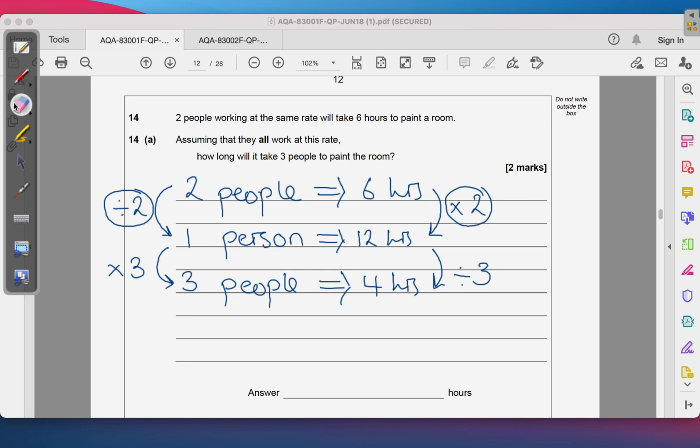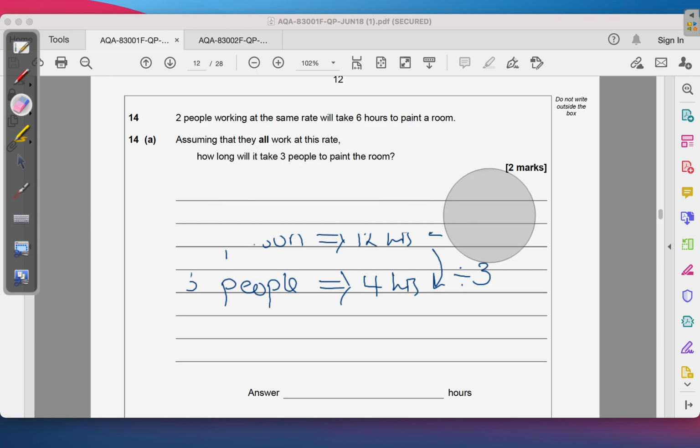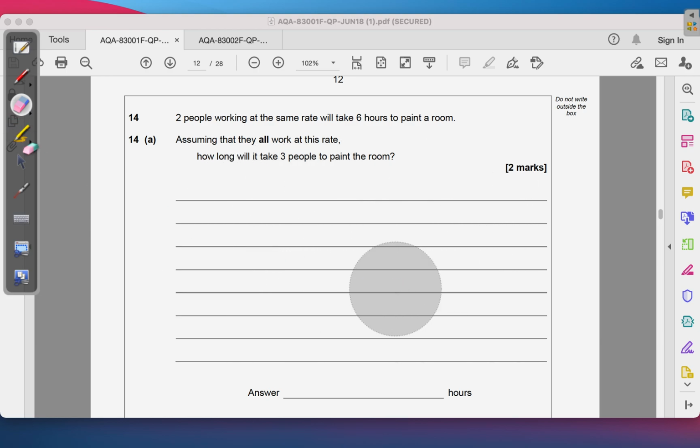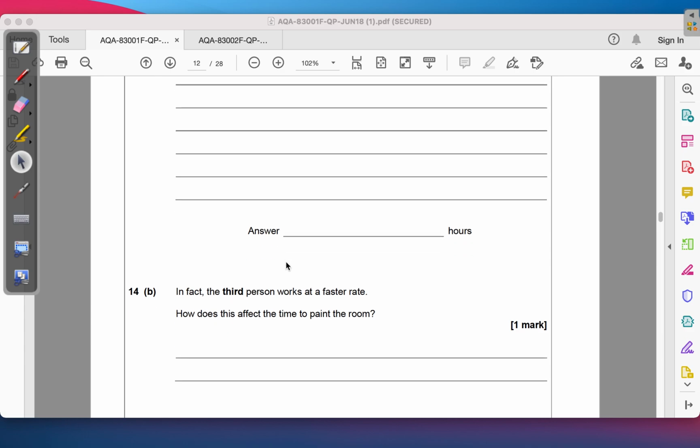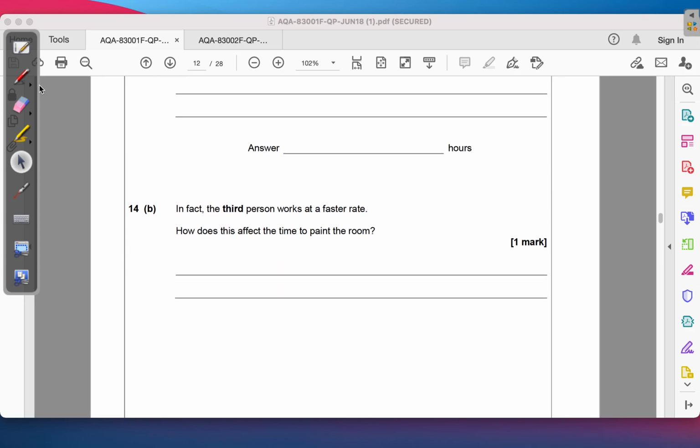So the next question doesn't require any maths really, it's just rationalising why something is the case. So the third person works at a faster rate. If you've got 3 people and they're all working at the same rate and it takes them 4 hours, if 1 person works faster, it's going to take less time, isn't it? So how does this affect the time to paint the room? It's going to take less time to paint the room if the third person works faster, because they'll get more done quicker.